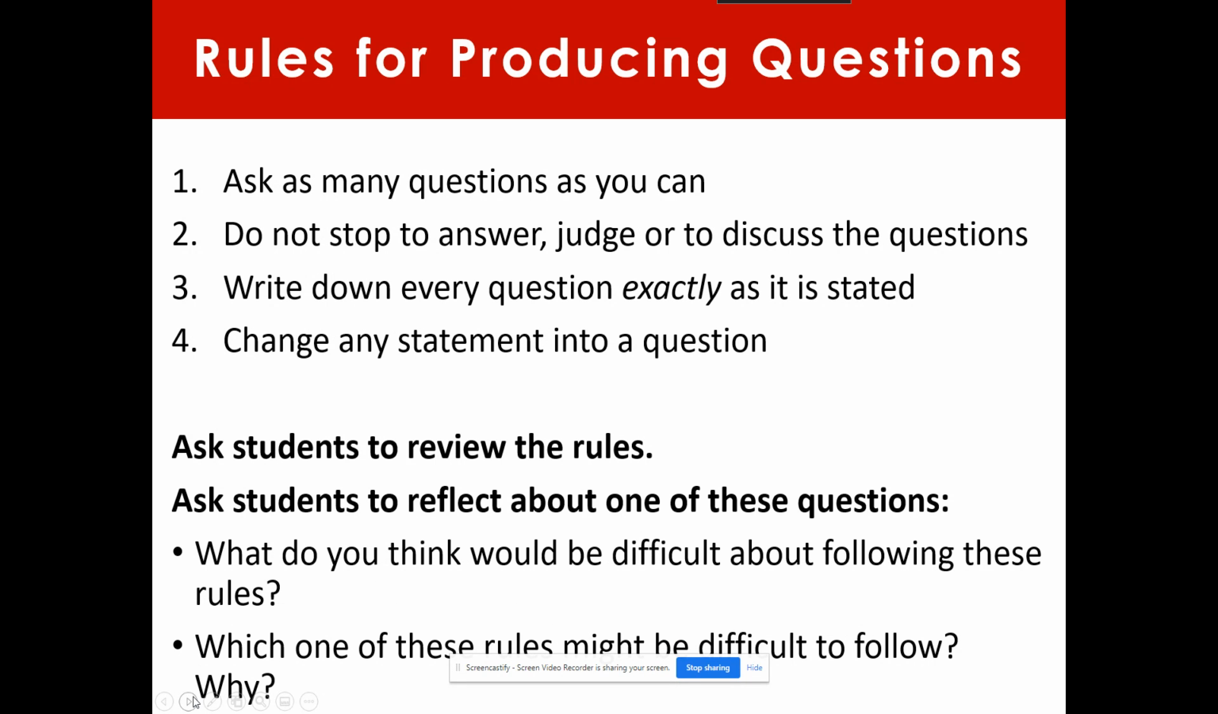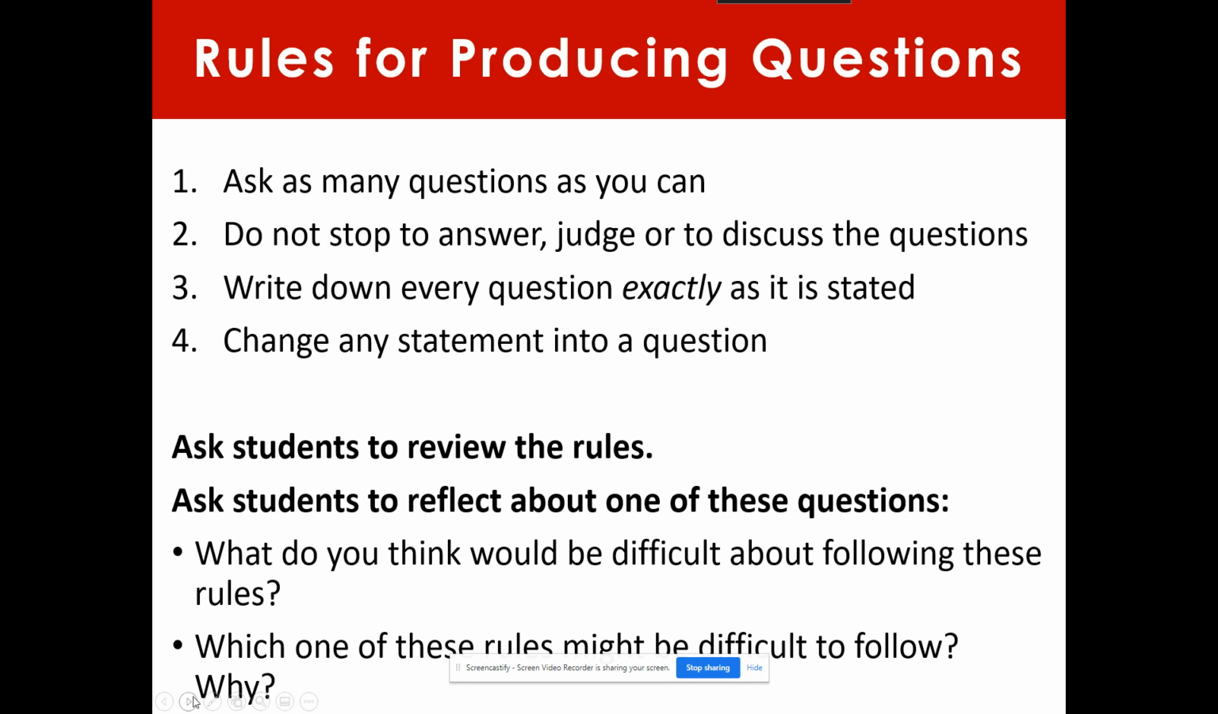The rules for producing questions are as follows. 1, ask as many questions as you can by looking at the stimulus that is stimulating your thinking. 2, do not stop to answer, judge, or discuss the questions with your group, or if you're doing this as whole group or you've divided kids into several smaller groups. 3, write down every question exactly as it is stated, and 4, change any statement into a question.